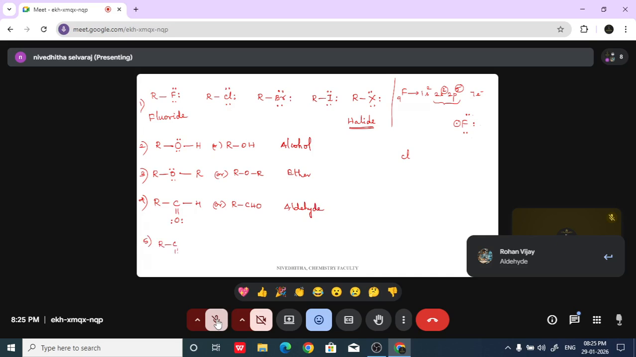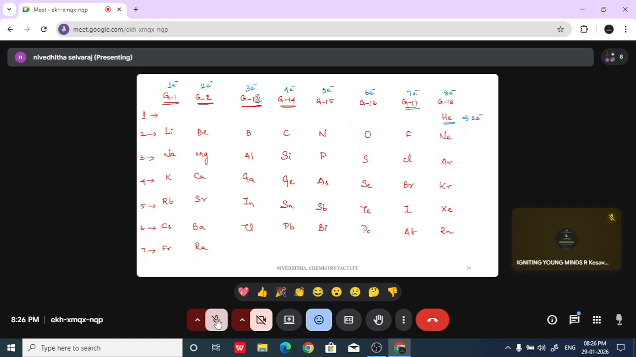R C double bond O. Now, aldehyde. Yes, aldehyde. And here this electron is satisfied with another R group. So what functional group is this? Ketone. Ketone. Next.